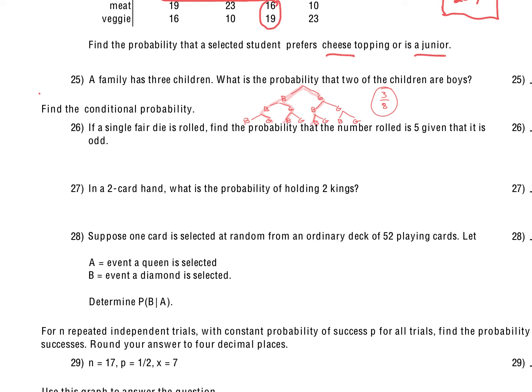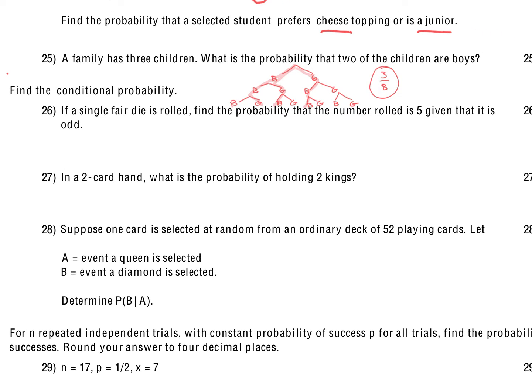Find the conditional probability. If a single fair die is rolled, find the probability that a number rolled is 5, given that it's odd. So we know for sure that it's odd. So the only ways to roll a die and get an odd number is a 1, a 3, or a 5, because you cannot roll a 2, 4, or 6, since those are even. So the probability of also rolling a 5 is 1 out of 3.